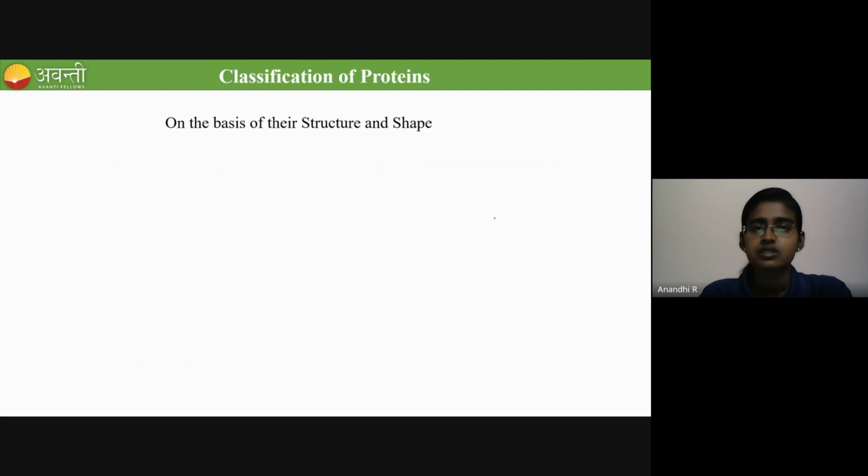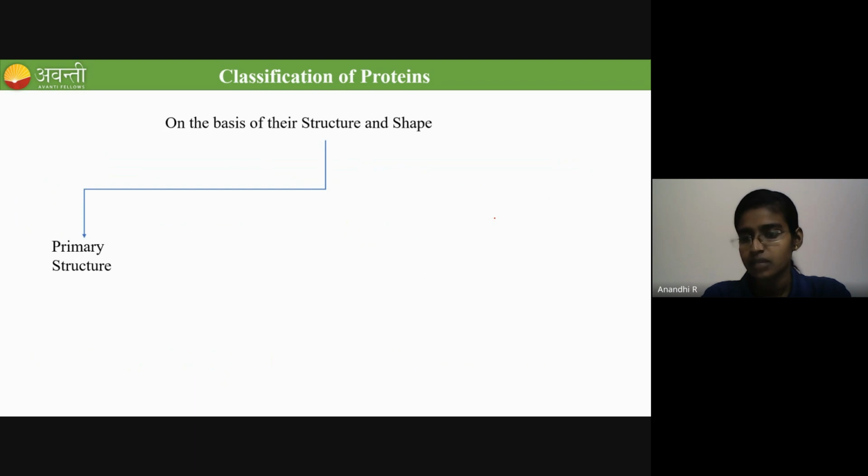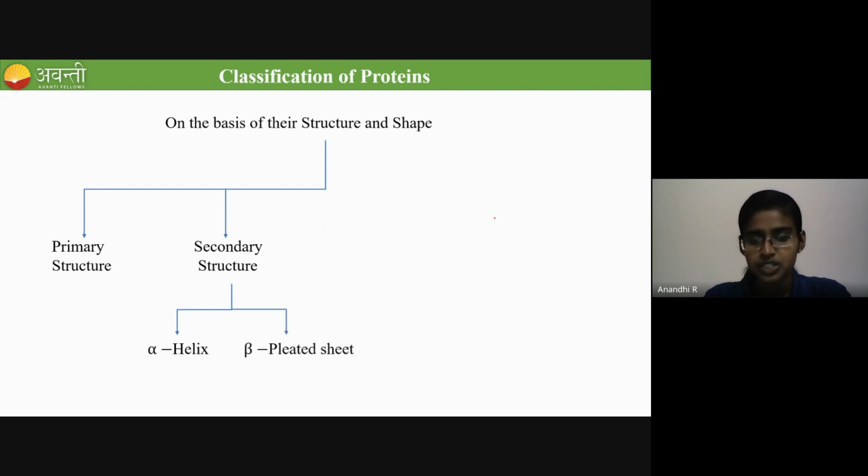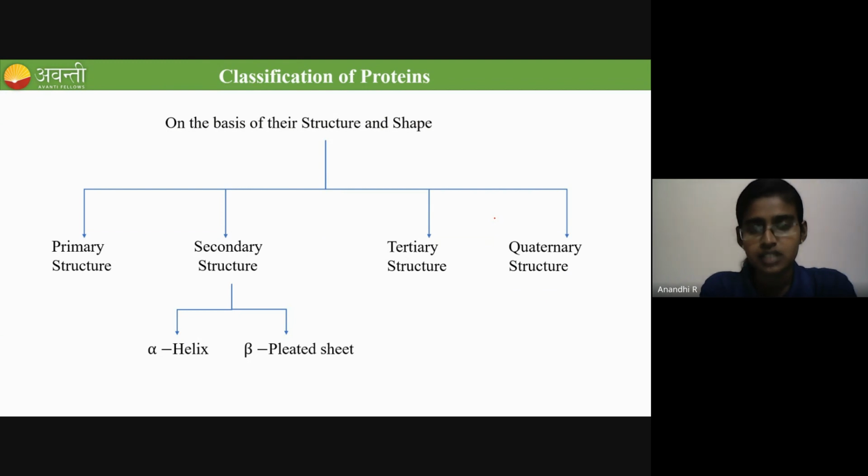Fine. So on the basis of molecular shape, we have divided proteins into 2, that is fibrous and globular. Now, based on their structure, they are classified into 4. Those 4 are primary structure, secondary structure, which is again classified into 2, first alpha helix and the other beta pleated sheet, then tertiary structure, and the last one, quaternary structure. Okay. So this is a classification based on the structure. Now we are going to discuss from primary structure till quaternary structure in a detailed manner with 1 or 2 points under each topic.